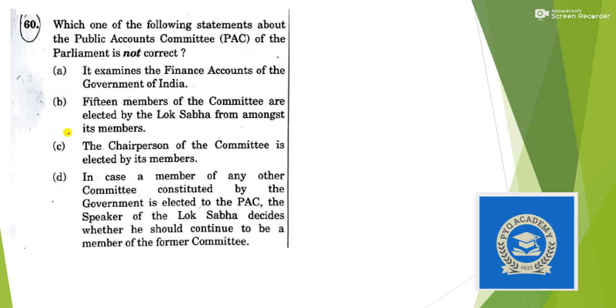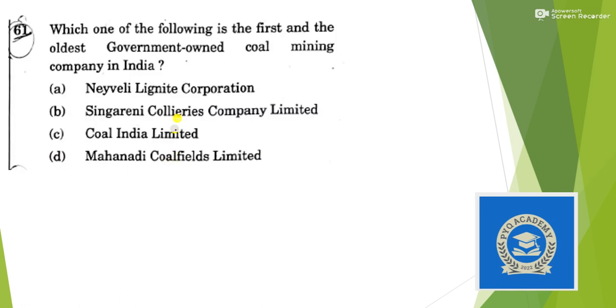Next, so yes, this is a question purely from polity concepts. Answer should be option C, because the chairman of the committee is elected by its members. No, it is the opposition, the head of the opposition party. Okay, that means leader of opposition. Next, so yes, answer should be option B, Singareni Collieries Company is the oldest one. It was there from 1920 only.